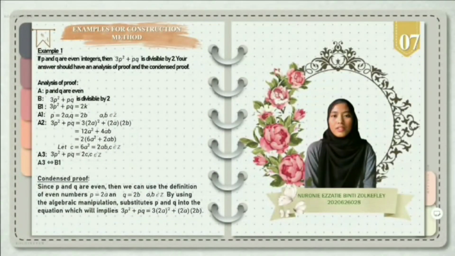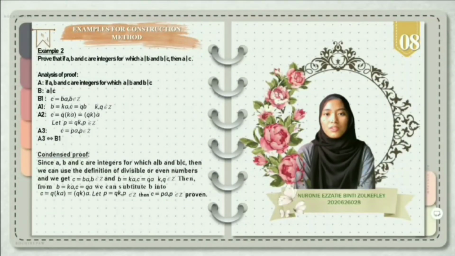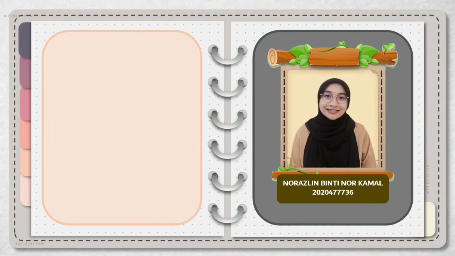For example number 1 of the construction method, the answer should have analysis of proof and condensed proof. First, identify A and B, and last, show that A3 is equal to B1. For example number 2, we use the same steps as number 1. We need to provide the analysis of proof and also the condensed proof.